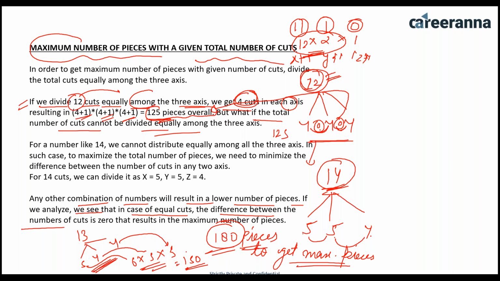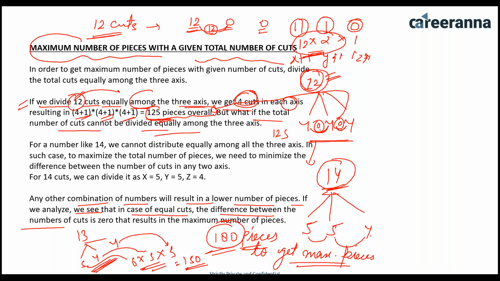Yes, for minimum pieces, you have to maximize the difference. Very good. Okay, so by 12 cuts, how can I get the minimum pieces? Let me tell you how. 12 cuts are there. If I make all the 12 cuts in one direction, what will be the case? 12, 0, 0. 12 cuts in x direction, 0 in y, and 0 in z. So this is the maximum difference, which is 12.